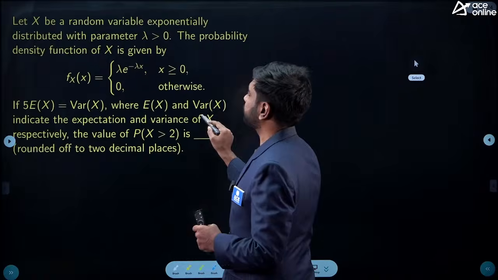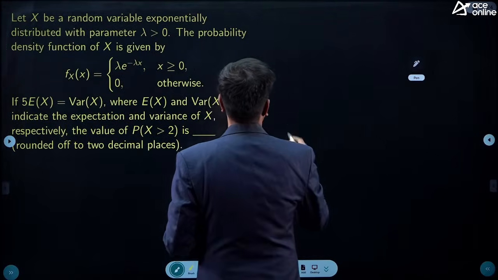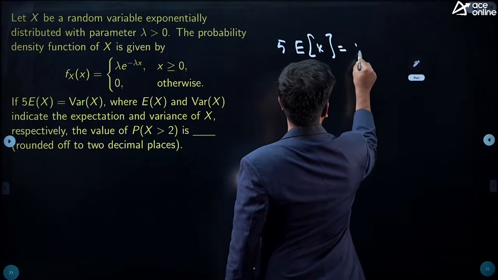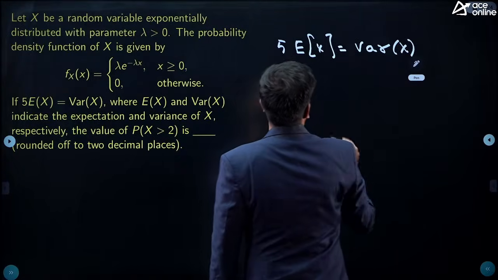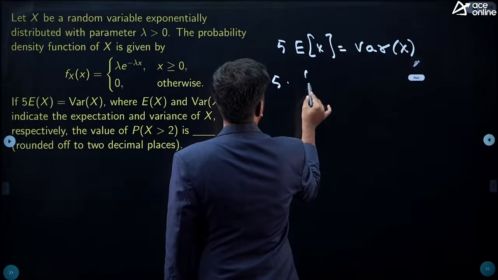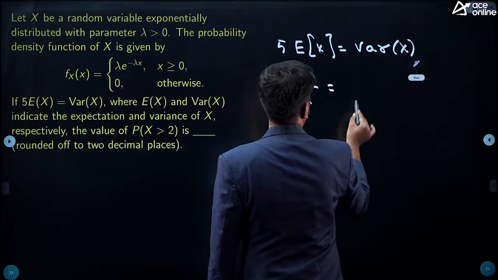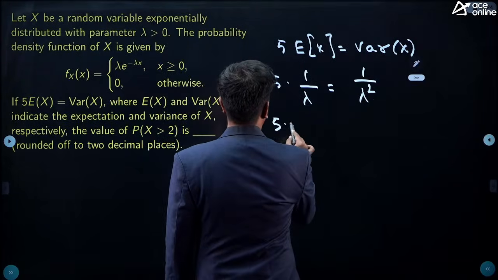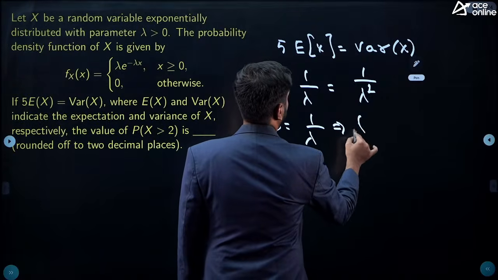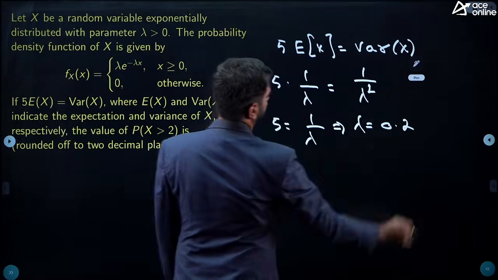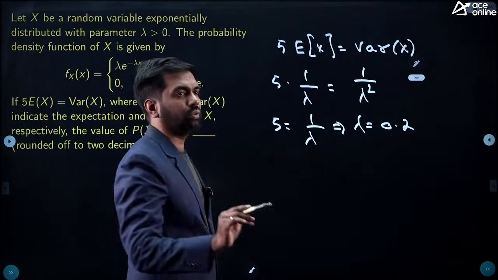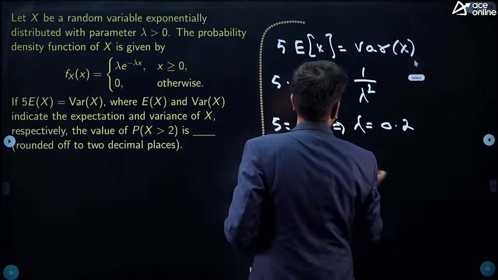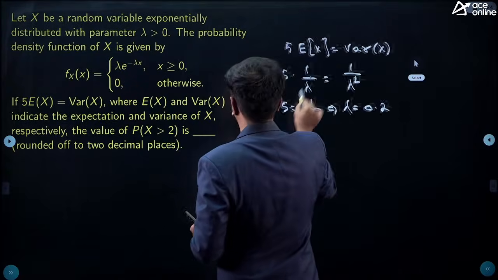How do you solve this? Do you people know? First of all, it is 5 into expectation of x equal to the variance of x. What is expectation of an exponential random variable? It is 1 by lambda. What is variance of exponential random variable? 1 by lambda square. You can cancel out, so you will have 5 equal to 1 by lambda, which means lambda is 1 by 5. 1 by 5 value is 0.2, right? Are they asking lambda value? No. This lambda value will be useful for the next calculation. So we have extracted lambda. What next?